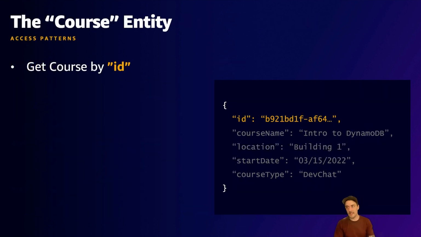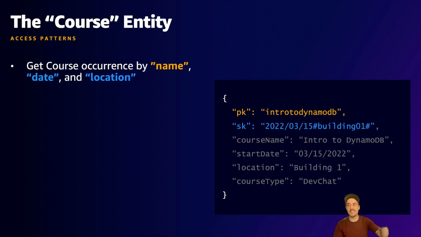Okay, so let's reflect on some of the changes that we made so far. We're going to say get course by ID. That was the one that we had before. That was the only one we had. And we still have that, only now in this case, it's going to be get course by name, date, and location, because that's going to be the individual course. That's what defines our individual course. So if you want to open a specific course, you got to know at least those three pieces of info.